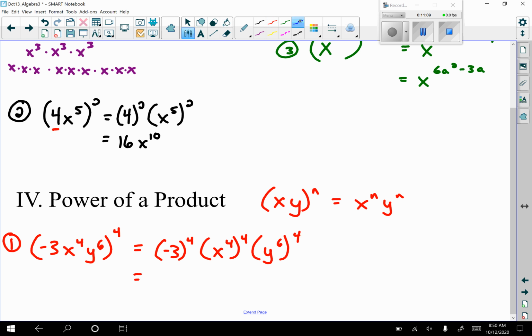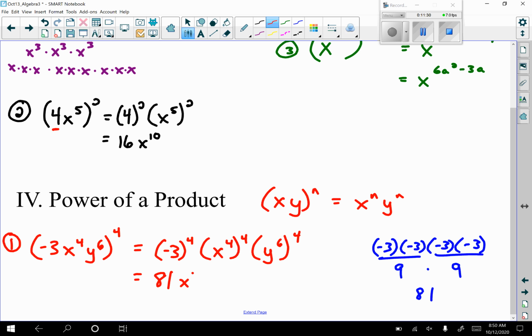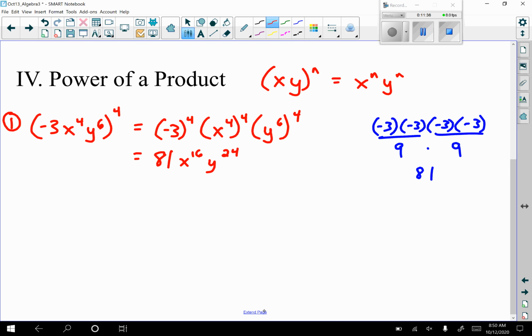So negative 3 to the 4th becomes negative 3 times negative 3 times negative 3 times negative 3. I have 4 factors of negative 3. An easy way to do this is to take the first two. That's going to give me a positive 9. Then the next two will give me a positive 9. So that's going to give me an 81, a positive 81. And again, I'm going back up to the previous law. I have a power to a power, so I multiply the exponents. 4 times 4 will give me 16. Likewise over here, I'm going to get 81x to the 16th, y to the 24th.